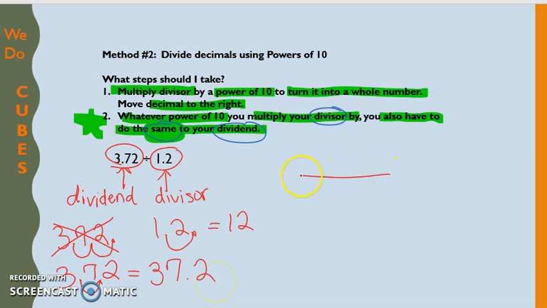Okay, so next we're going to set up our problem. We're going to have 37.2 as our dividend divided by our divisor of 12. And now we're going to do our standard algorithm for long division, and we just need to remember to place our decimal directly above where it is in the problem.